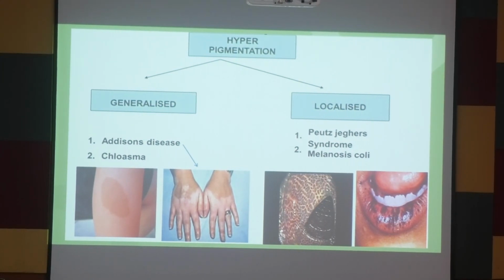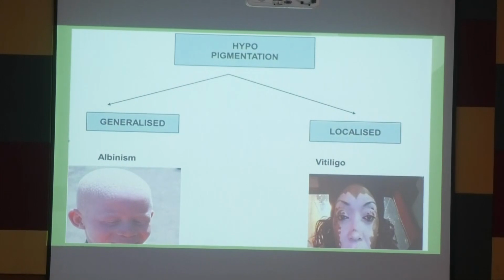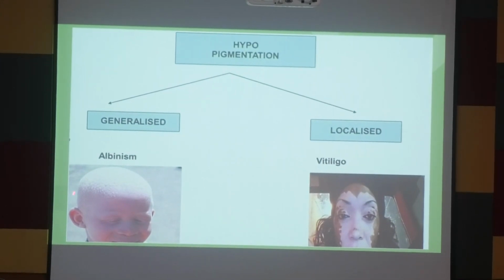Okay, next hypopigmentation. Generalized hypopigmentation is called albinism. Okay, and the localized form is known as vitiligo. So these two diseases or these two entities are caused due to less production of melanin. Very good.